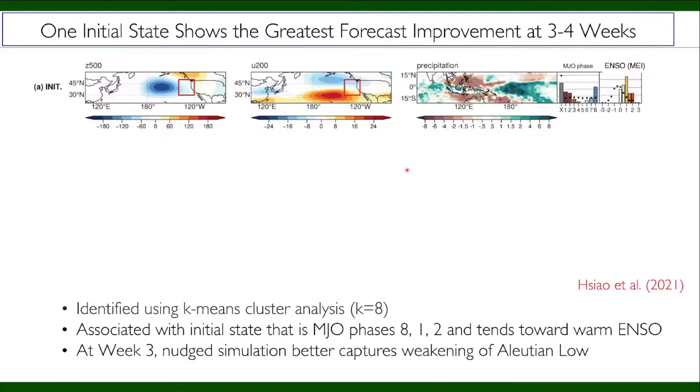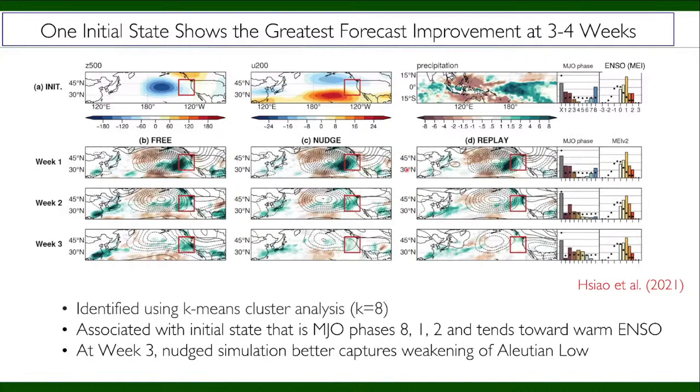And basically, what's going on here, and look at this last row. The observations are on the right. It's called replay, but it's basically observations. And you can see at the initial time, there's a strong Aleutian low, and that Aleutian low dies off. When you constrain the tropics by nudging, the same thing basically happens. But if you look at the free hindcast without nudging, the Aleutian low doesn't weaken quite as much. So basically, the forecasts associated with this state or this cluster are improved because of what's going on with teleconnections to the Aleutian low.